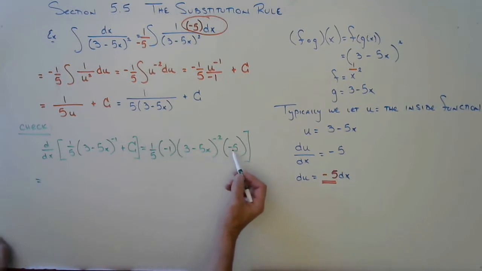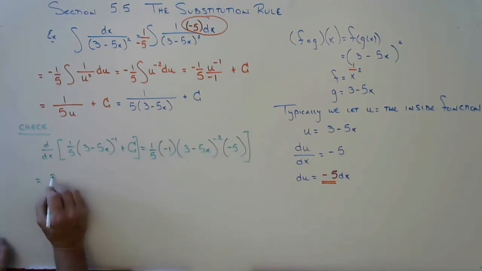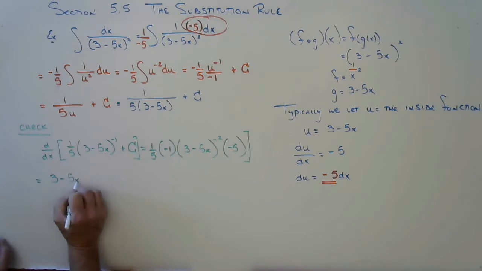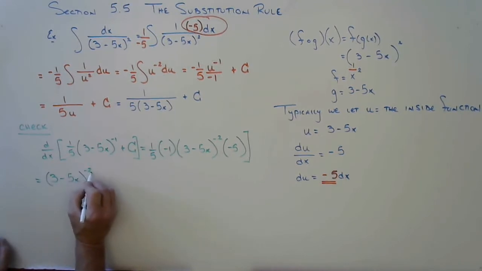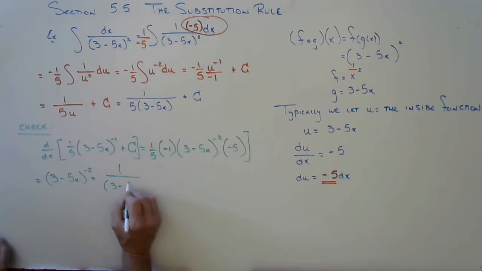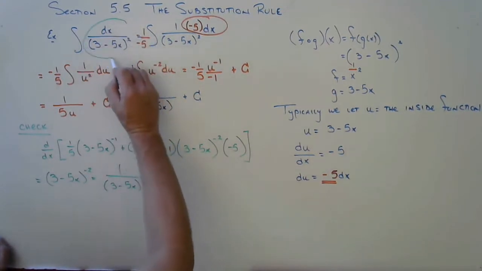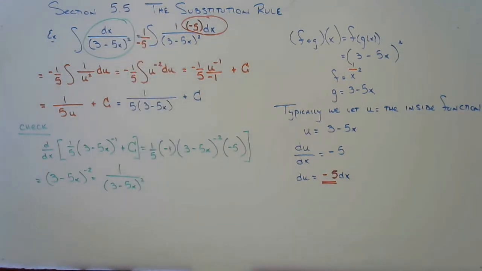Now, what do we get here? Well, we have a negative times a negative. That's positive. We have 5 times 1/5, that's 1. And so we're left with 3 minus 5x to the negative 2, which, of course, is 1 over 3 minus 5x squared, and that's our original integrand. So we got the problem correct.